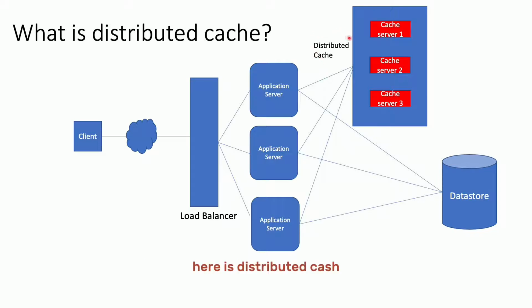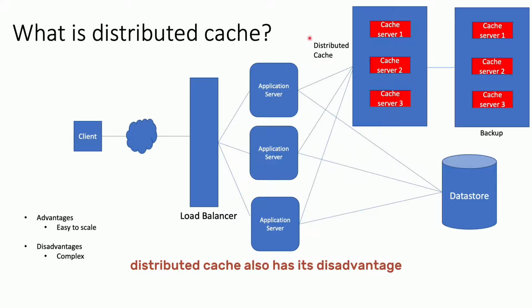Here is distributed cache. You can see there are many cache servers, so the capacity could be very large. To some extent, I think distributed cache can be seen as one kind of global cache because the cache can be shared by these application servers.